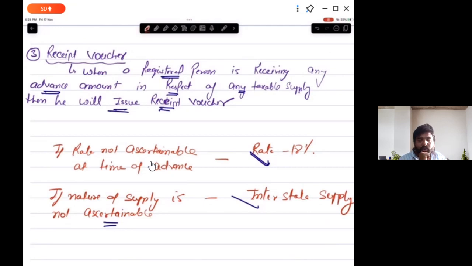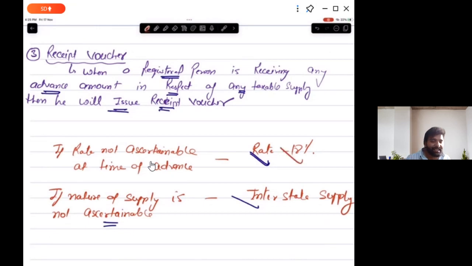There is one interesting thing to understand about this receipt voucher. If at the time of advance, I don't know what rate will be applicable on my goods, because the order is not clear that which goods I need to supply right now. They have given me the advance amount. The order is not clearly specified. Then I need to charge 18% GST.